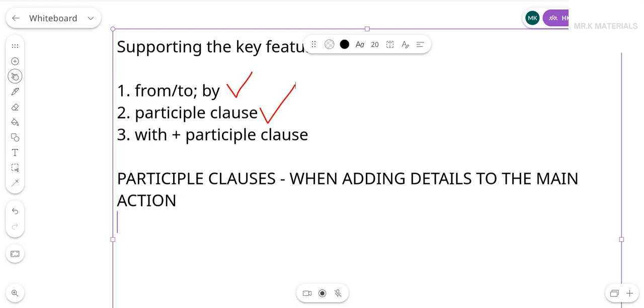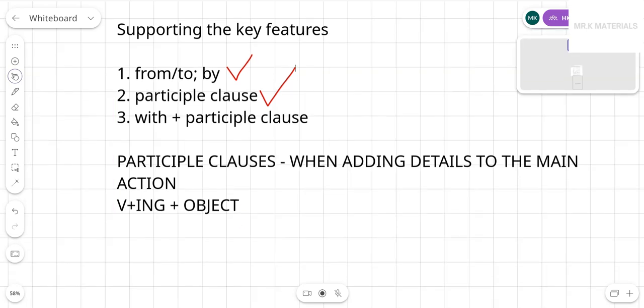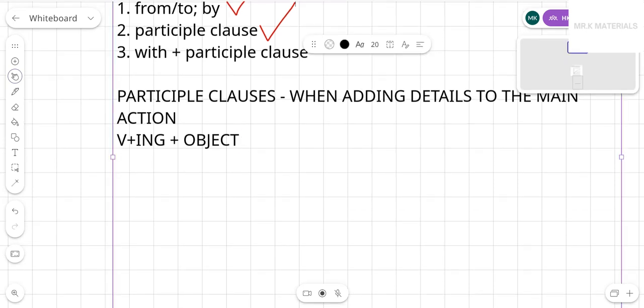All right, how about the structure here? How is it mainly used? The structure is just verb plus ing and then plus the object. Sometimes just verb plus ing and that's it. To understand this better, we're going to look at two examples.